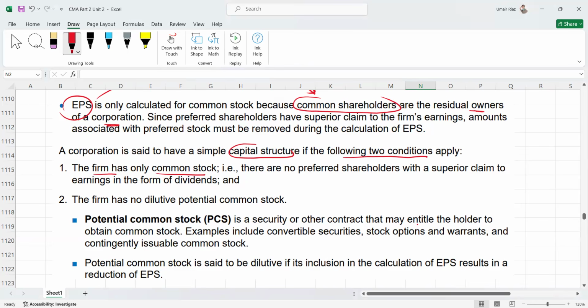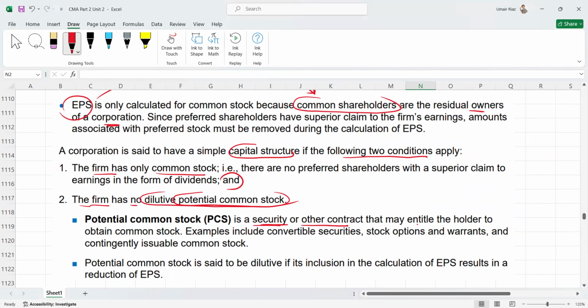Then we have to check another condition. The other condition is that the firm has no dilutive potential common stock. The keyword here is potential common stock. Actually, guys, please remember what potential common stock is. Potential common stock is a security. It could be a security or any other contract.